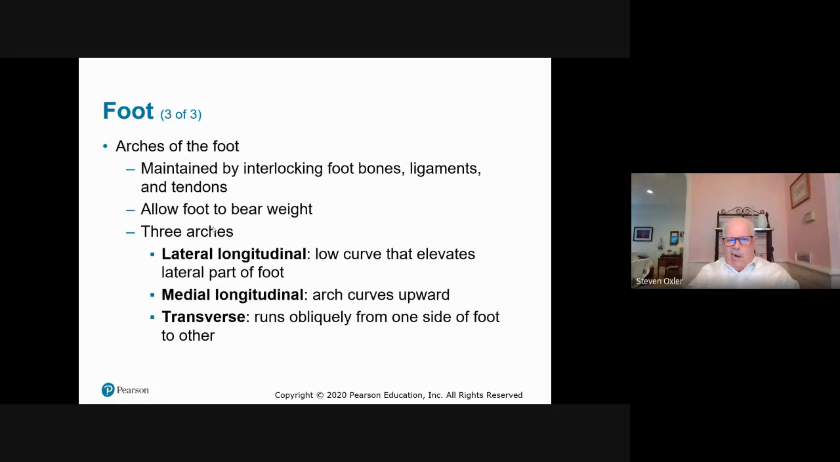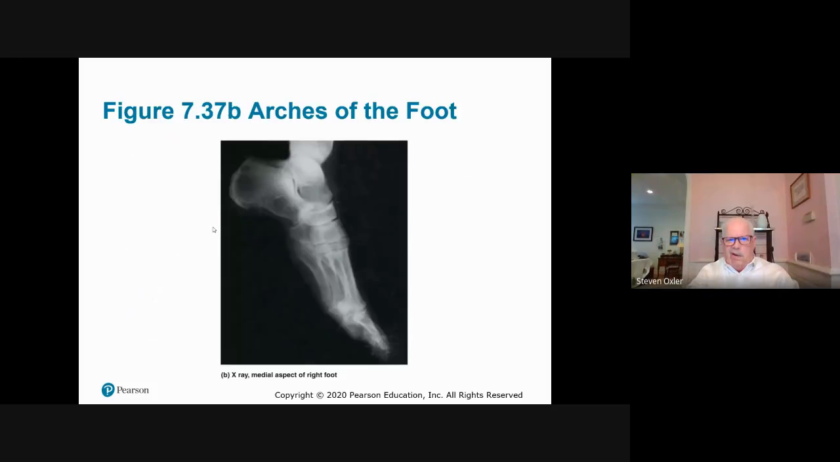Do not worry about the arches of your foot. I'm not going to ask you any questions on the arches of your foot. Not important.